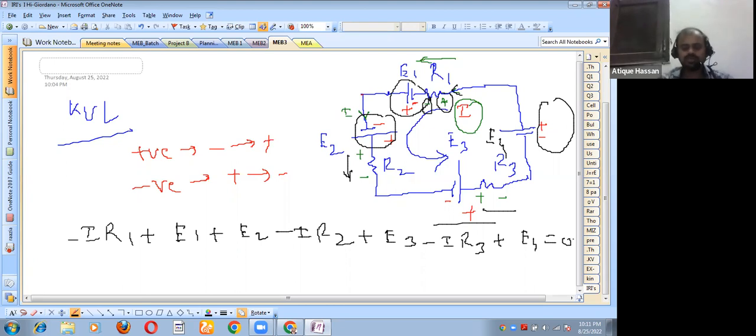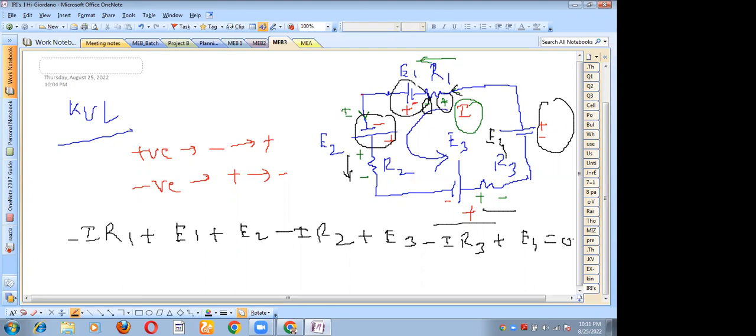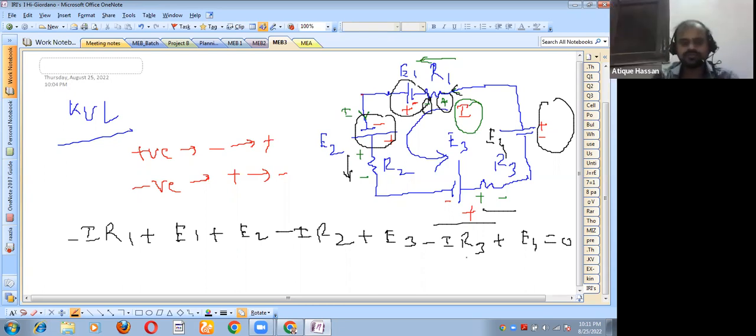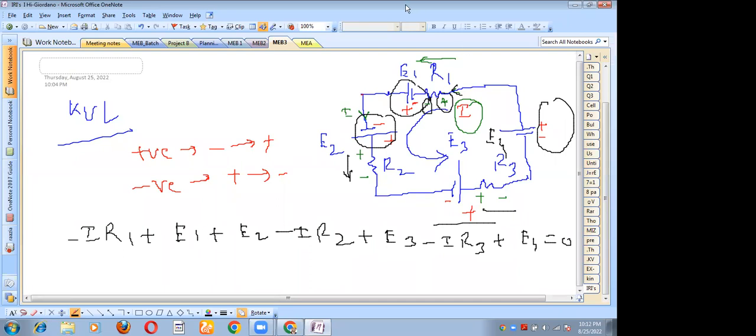And this is the most important part of this chapter. So anyone having any doubt, please ask. No doubt, sir.